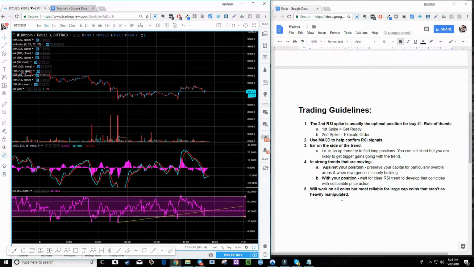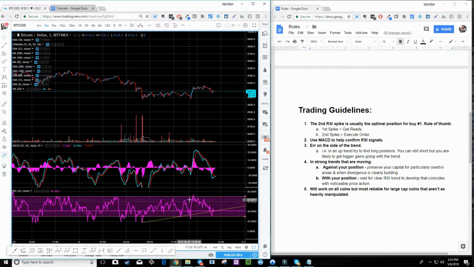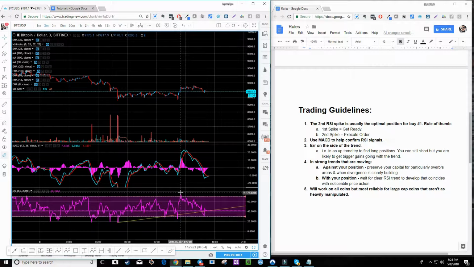And I think I already mentioned this, but it works in all coins. Some are a little bit more reliable than others. Obviously, the ones that are more manipulated and more centralized are going to disregard the signals a lot more than ones like Bitcoin, where when it's giving clear indications, it'll tend to follow that.